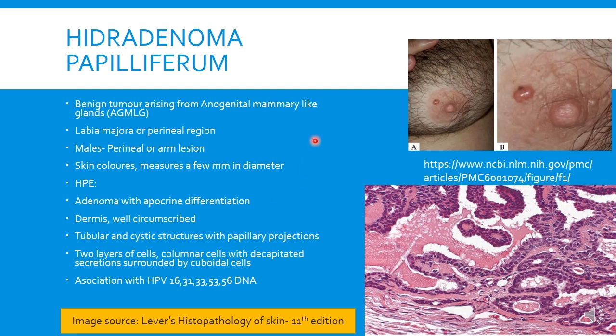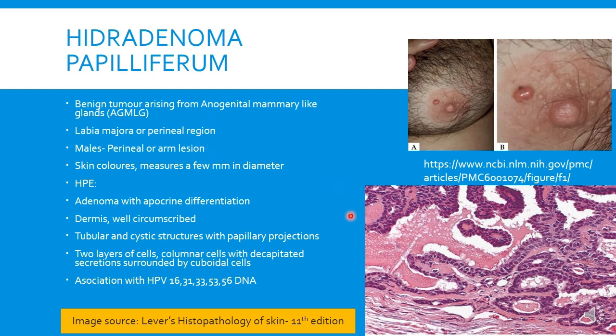Next tumor is hidradenoma papilliferum. It is a benign tumor arising from anogenital mammary-like glands. It is now classified under site-specific appendageal tumors in the new WHO. It is more common in the vulva, that is the labia majora, or perineal region. In males, it can present in the perineal region or as a perianal lesion. It is a skin-colored papule and measures a few millimeters in diameter.